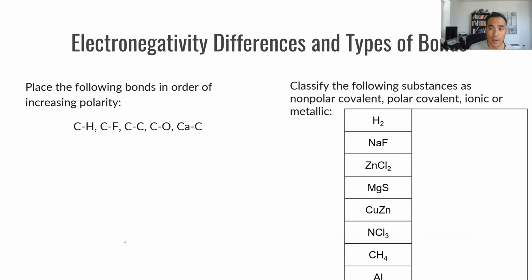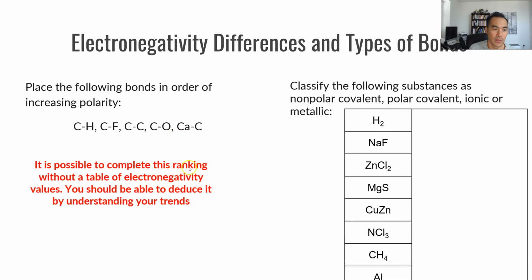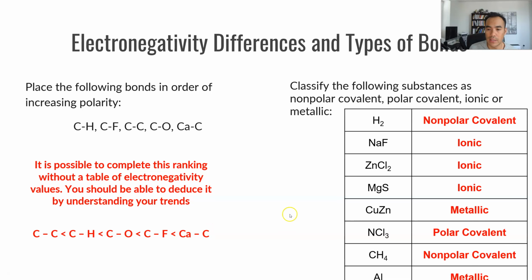So if I take a look at the bonds in order of increasing polarity, we'll find that you can complete this only if you know that the values are going to be based off of the same carbon. So for example, if we take a look at these elements, the only thing that's different here is going to be the second element. And so we already know that electronegativity differences will be your trends based off the periodic table. And on the right hand side, you can take a look at a couple of examples, non-polar, ionic.